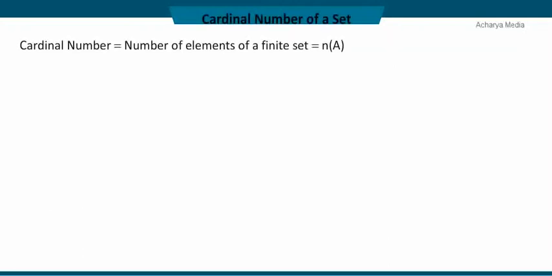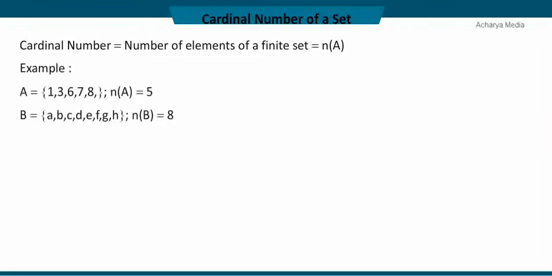Let A be a finite set. The number of elements in set A is called the cardinal number of the set. We denote it as n of A. For example, look at sets A and B on the screen. The number of elements in the set A is 5, so n of A is 5. The number of elements in the set B is 8, so n of B is 8.